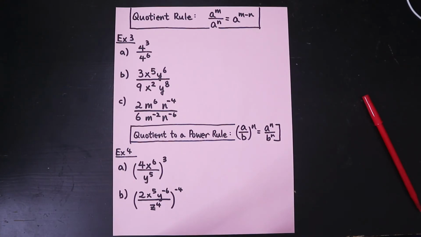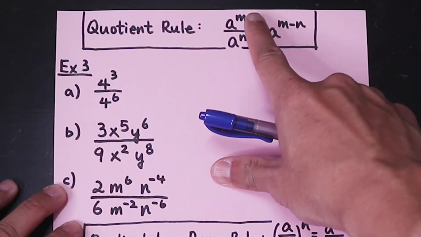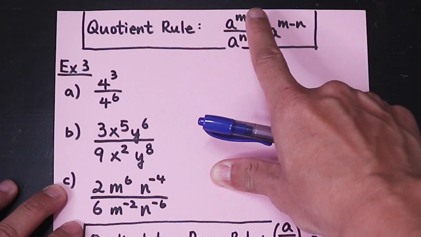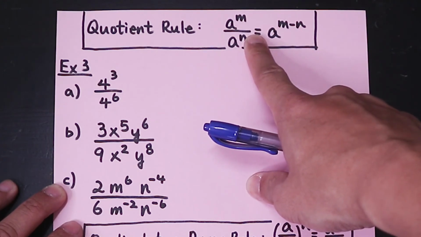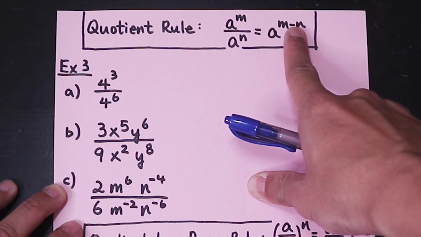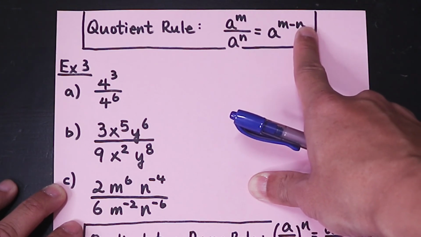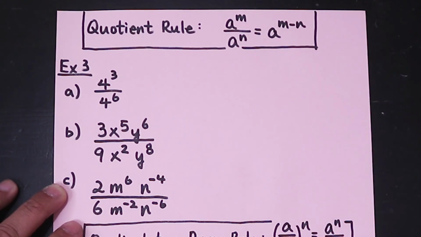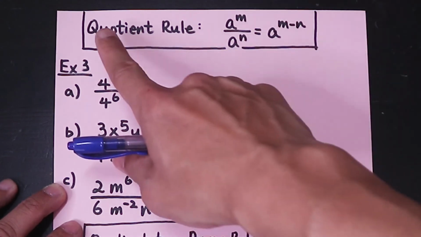The next rule that you're going to learn is called quotient rule. So whenever you have a fraction with the same bases and with 2 different exponents, all you have to do is have the bigger exponent subtract the smaller exponent, all right? And then you put it wherever the larger exponent is. So let's take a look at example 3a.